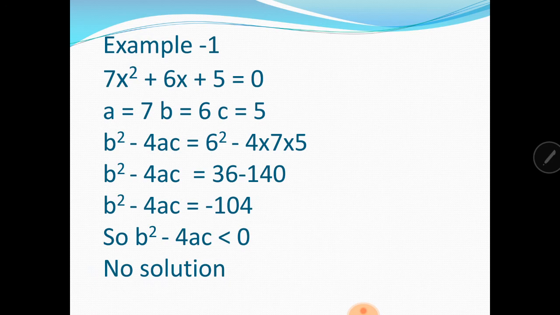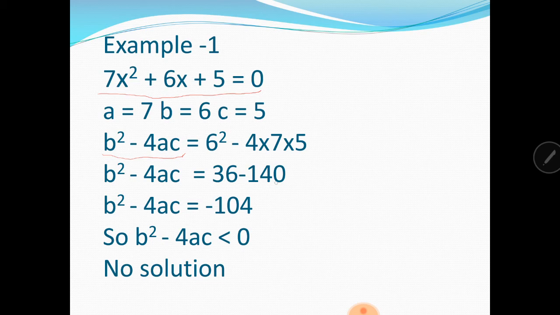So let's take an example of how to solve this using the quadratic formula. This is our equation: 7x² + 6x + 5 = 0. So a is 7 here, b is 6, c is 5. So if you find b² − 4ac, which is 6² − 4 × 7 × 5, so 6² is 36 minus 4 times 7 is 28, times 5 is 140.